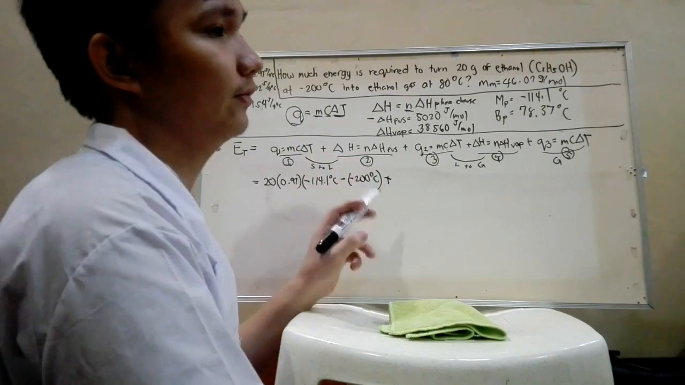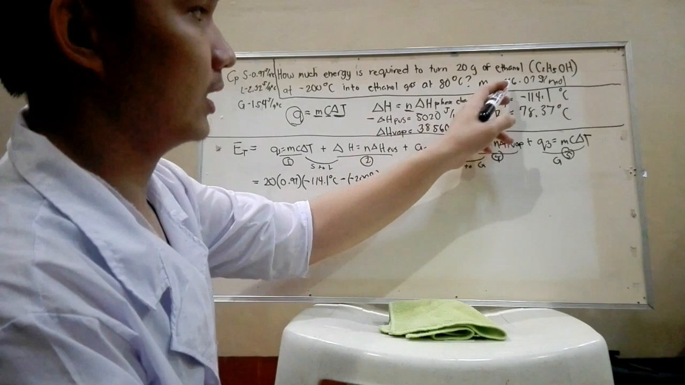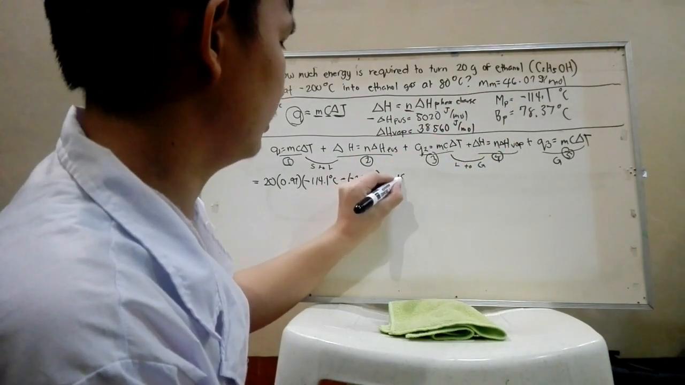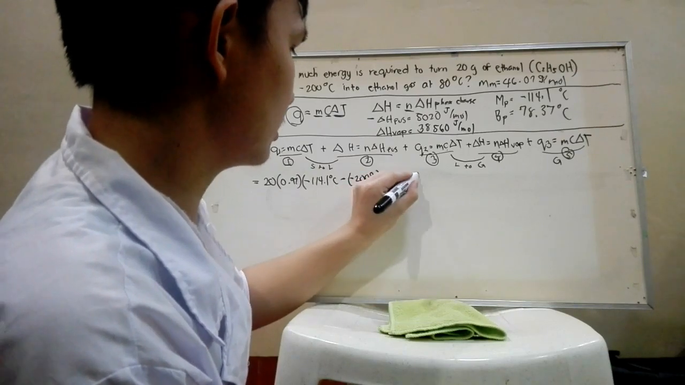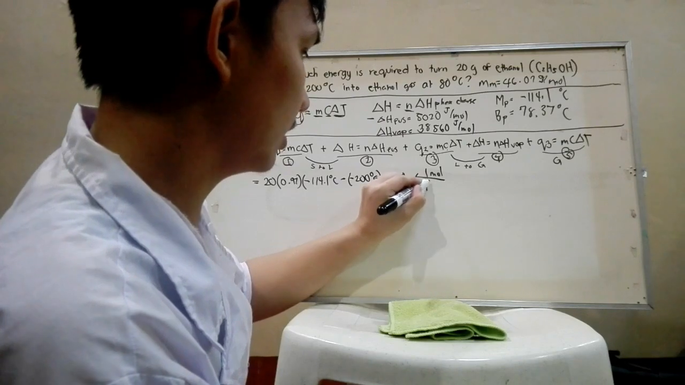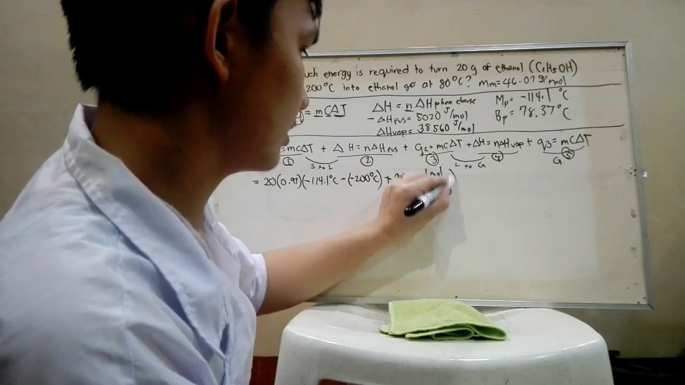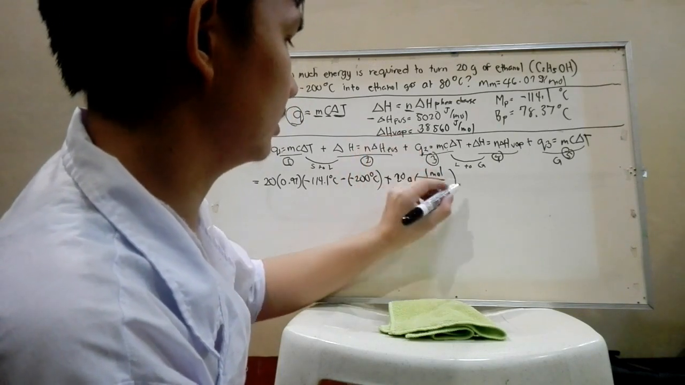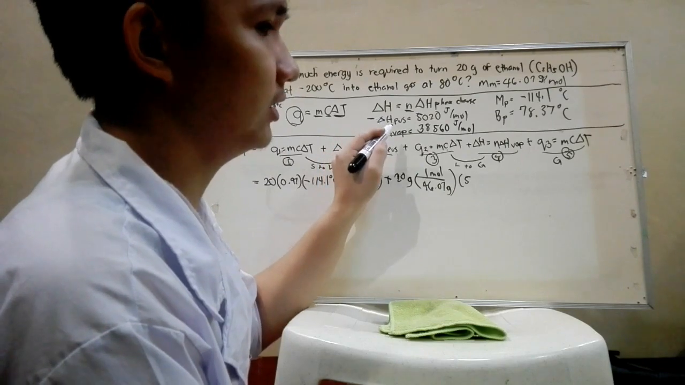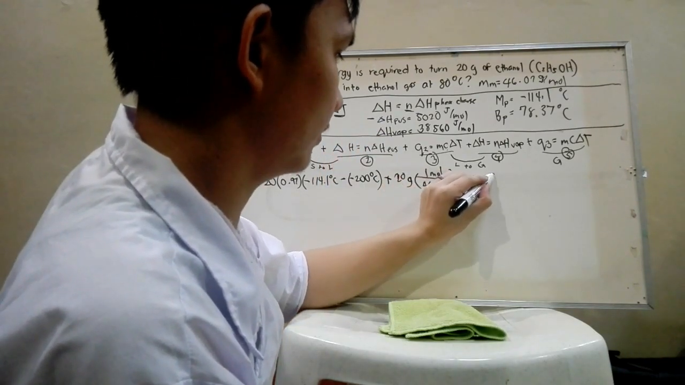Plus the enthalpy change, which involves the number of moles. That's why we have this molar mass. So 20 grams. Every 1 mole of ethanol is equal to 46.07 grams, times this constant of enthalpy change, phase change, fusion, joule per mole.